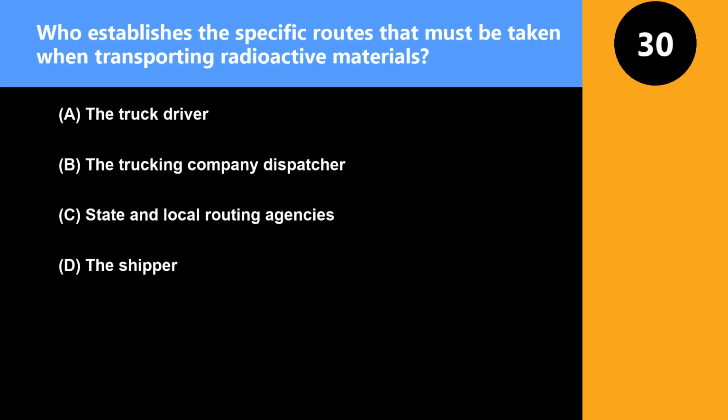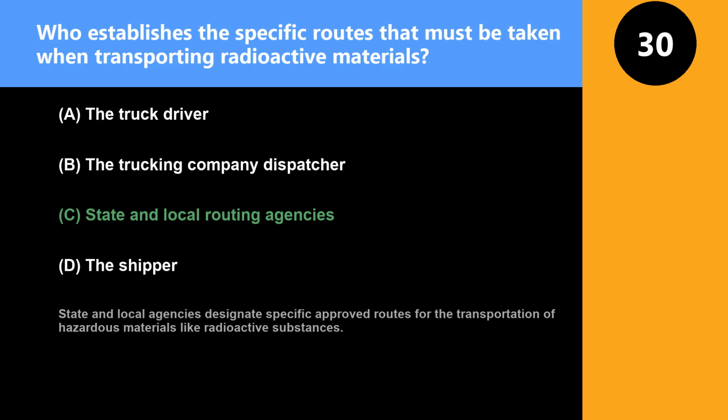Question 30. Who establishes the specific routes that must be taken when transporting radioactive materials? Option A, the truck driver. Option B, the trucking company dispatcher. Option C, state and local routing agencies. Option D, the shipper. The correct answer is option C, state and local routing agencies. State and local agencies designate specific approved routes for the transportation of hazardous materials like radioactive substances.